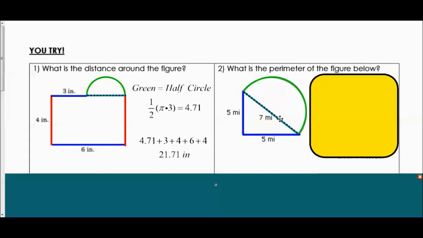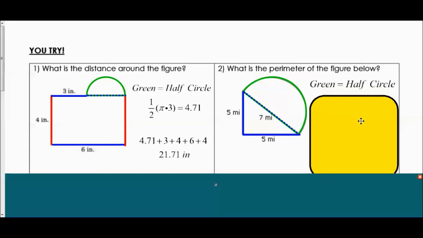So the diameter of the circle is 7. That's going to help us find the green half circle. We're going to use 1/2 times pi times diameter. That's, again, pi times diameter, and that equals 10.99.